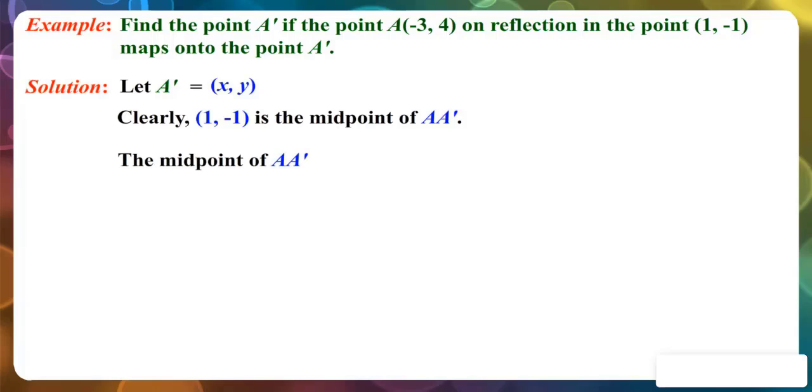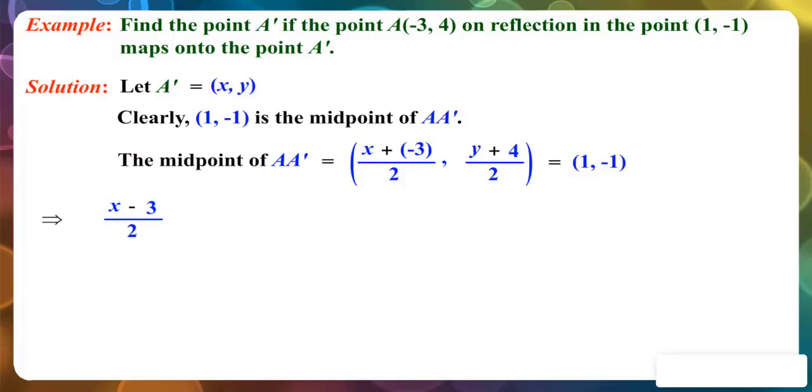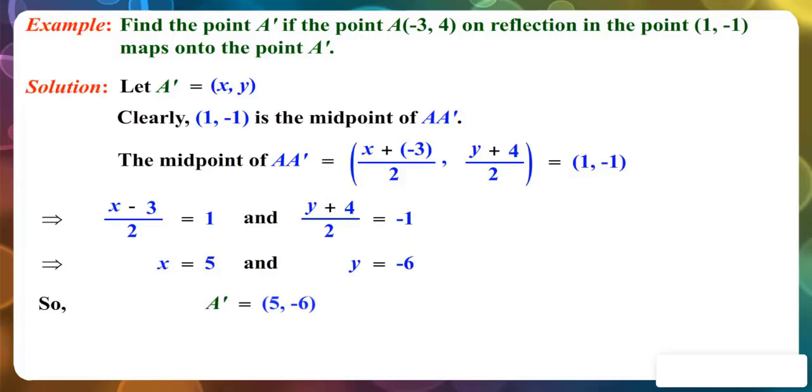The midpoint of AA dash is ((x + (-3))/2, (y + 4)/2) is equal to (1, -1). This implies (x - 3)/2 is equal to 1 and (y + 4)/2 is equal to -1. This implies x is equal to 5 and y is equal to -6. So, A dash is equal to (5, -6).